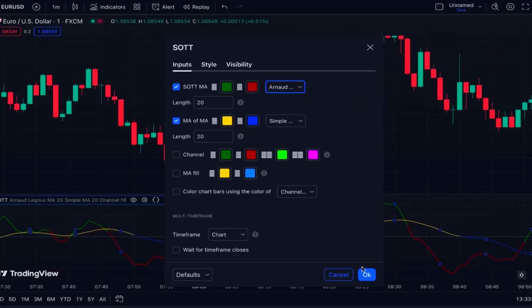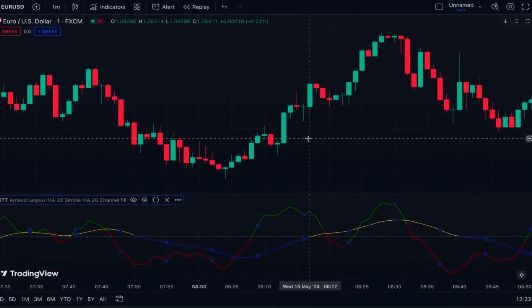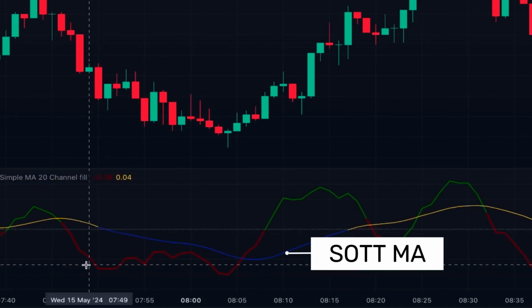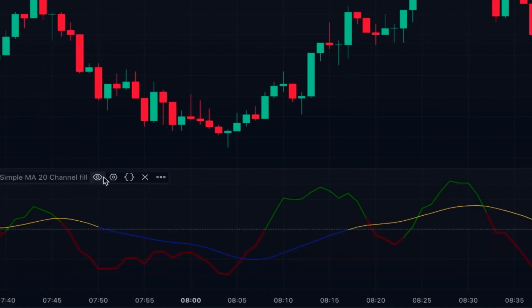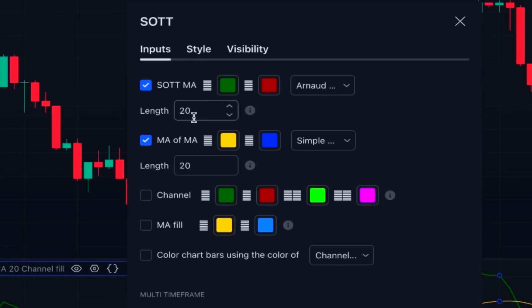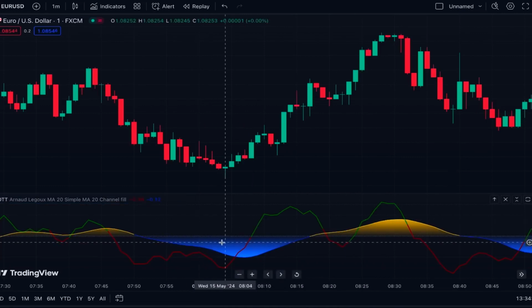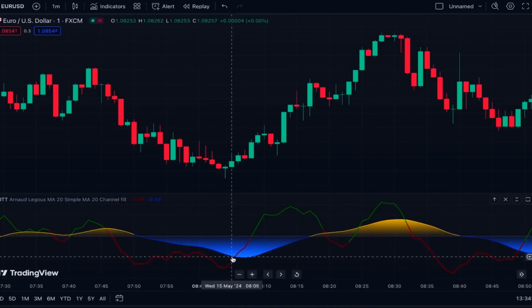And this would be a perfect choice, especially for shorter time frames where we see more fluctuations of the price movement. And this line that changes color between blue and orange is a 20 period moving average of the SOTT line. By default, the SOTT moving average length is set at 20, and the length of the moving average of the SOTT is also set at 20. When we turn on MA fill, as you can see, the area between moving average and center line is colored based on the color of the moving average line.